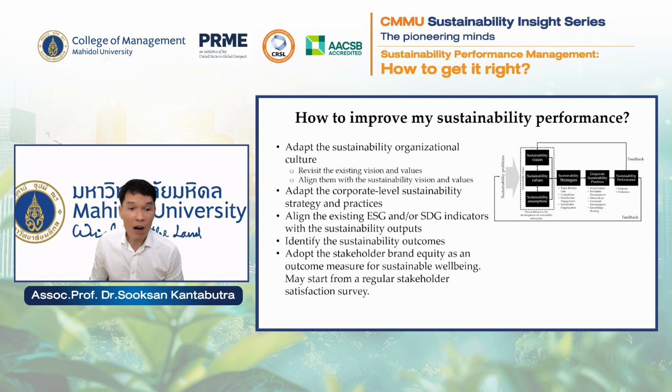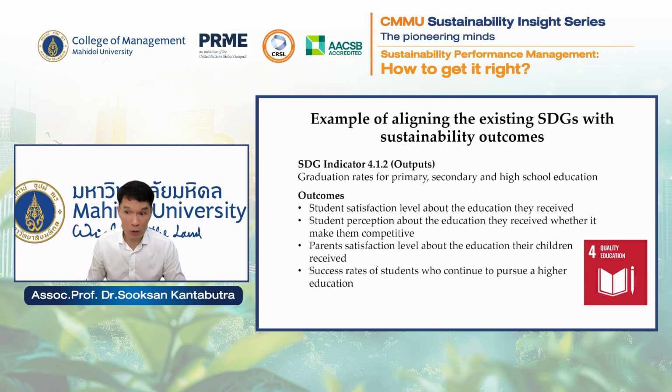Now, you may also adopt the stakeholder brand equity as an outcome measure for sustainable well-being. You may start from a regular stakeholder satisfaction survey. If there is nothing else you can think of, you can just do a regular survey with your stakeholders, identify who your stakeholders are first, and make sure that they are all happy with your operation. And if they are not happy, come back and adjust your cycle. The feedback loop will allow you to do that.